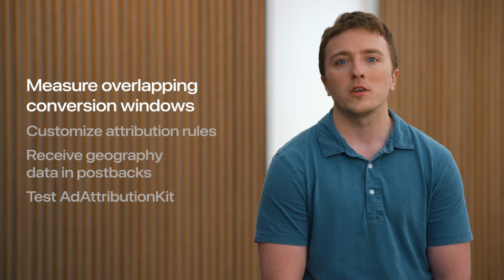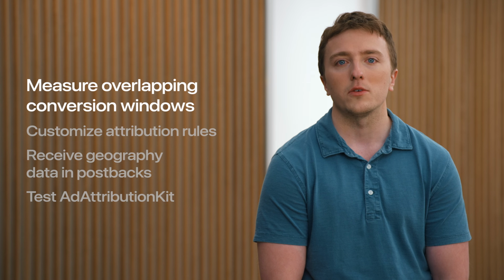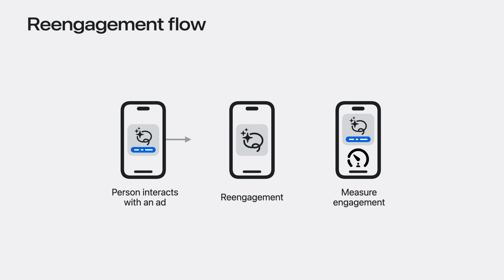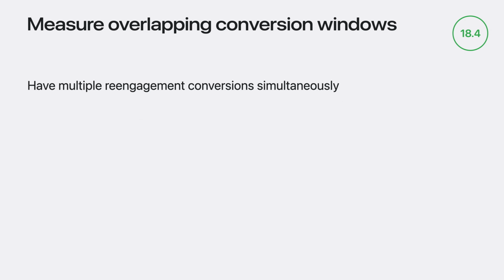Let's dive into how you can measure overlapping conversion windows. Let's focus on the re-engagement flow inside of our end-to-end diagram. Up until iOS 18.3, your app can only have one active re-engagement conversion at any point in time. As of iOS 18.4, your app can now have multiple active re-engagement conversion windows at the same time. Your app can also receive conversion tags, which is like a bookmark for a conversion. You can use conversion tags to specify which re-engagement conversion to update.